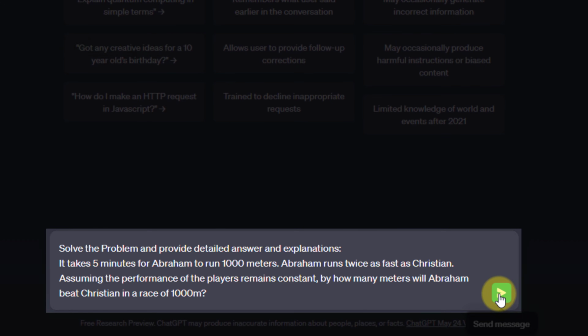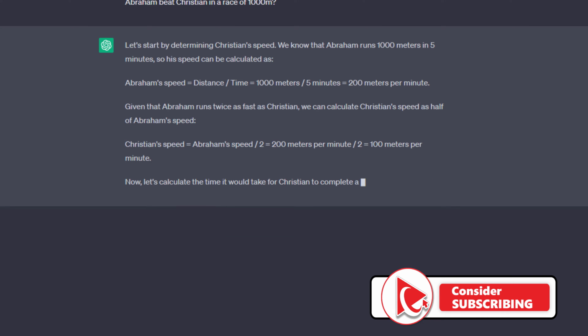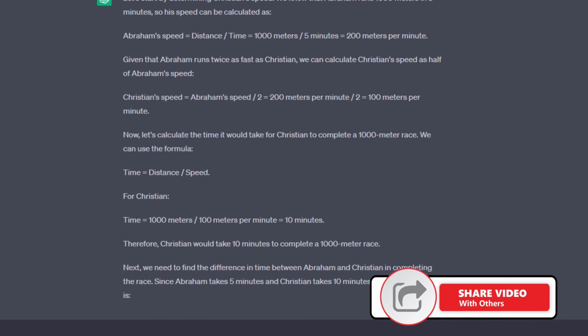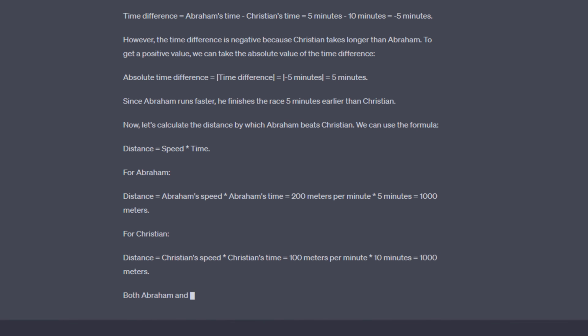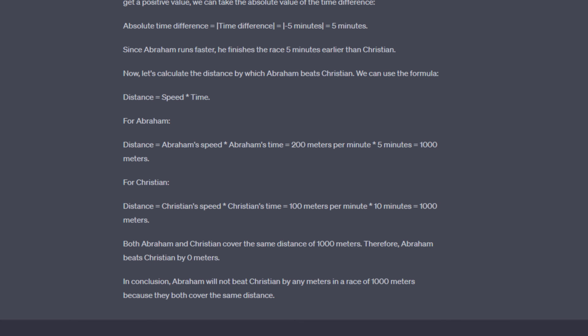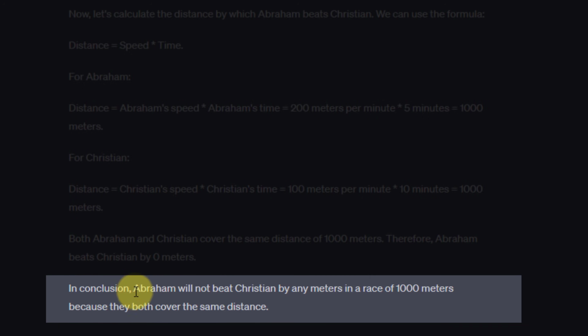When ChatGPT solves the problem, it provides the facts and detailed explanations of the logic and rationale of how it solves the problem. And at the end, ChatGPT provides the solution. So let's read this conclusion. Both Abraham and Christian cover the same distance of 1,000 meters. Therefore, Abraham beats Christian by 0 meters. So the conclusion is that Abraham will not beat Christian by any meters in a race of 1,000 meters because both will cover the same distance.